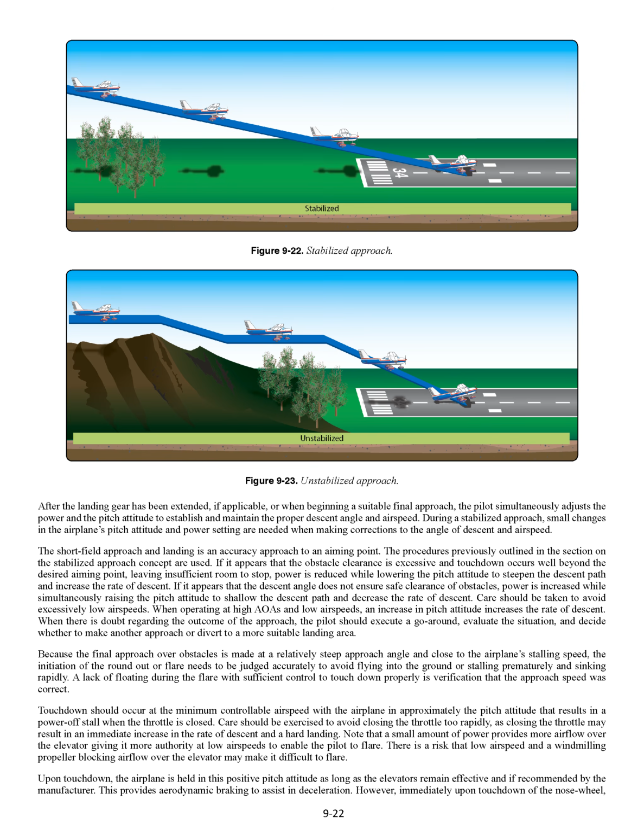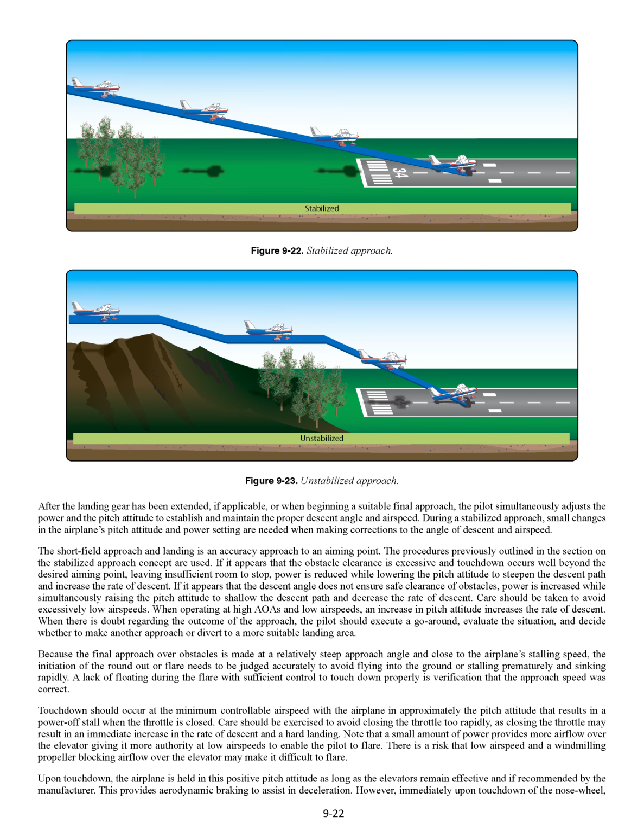Care should be taken to avoid excessively low airspeeds. When operating at high angles of attack and low airspeeds, an increase in pitch attitude increases the rate of descent. When there is doubt regarding the outcome of the approach, the pilot should execute a go-around, evaluate the situation, and decide whether to make another approach or divert to a more suitable landing area.